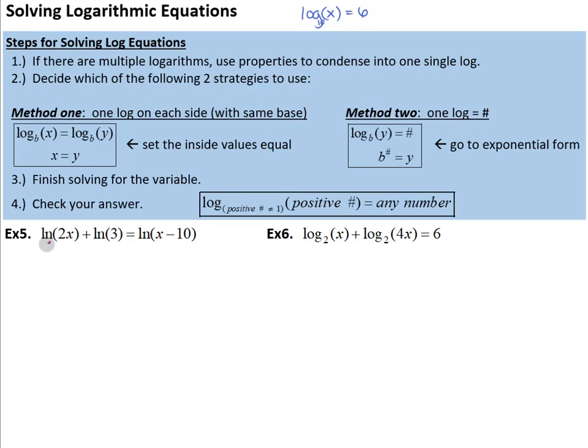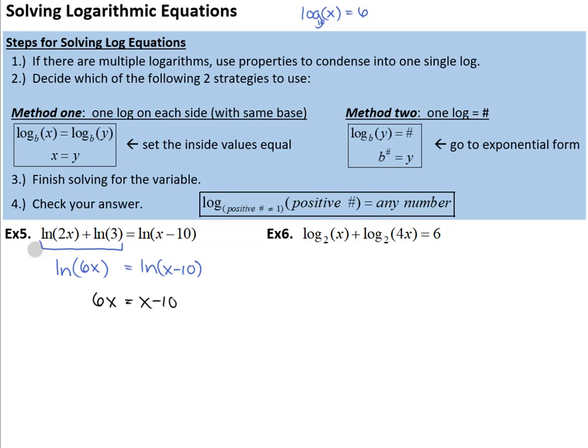Our first example here, I see we've got multiple logs on the left and a log at the right. This looks to me like we're going to try method 1. Let's make one log equal one log. But on the left, we have more than one log. So we need to combine these using the product rule. And remember, the product rule says I can combine these two into one logarithm if I multiply their inside values. So 2x times 3 gives us 6x. And now we have one log equals one log. And what we can do is take the values inside, 6x, and set it equal to x minus 10.